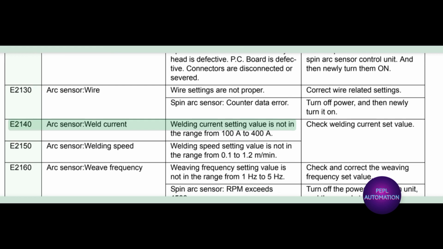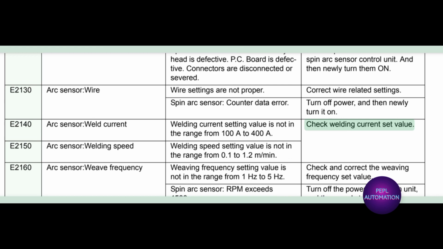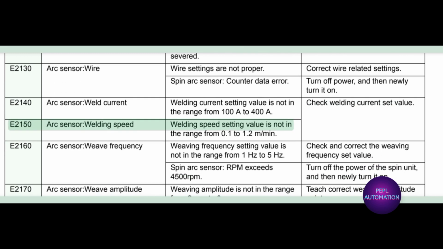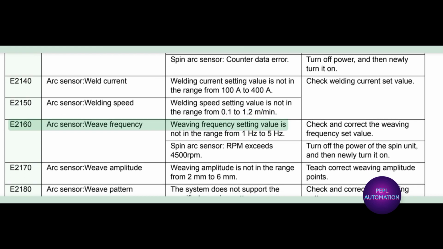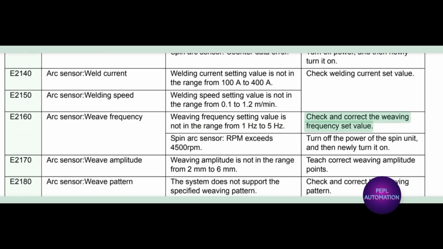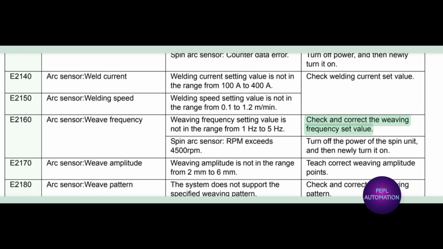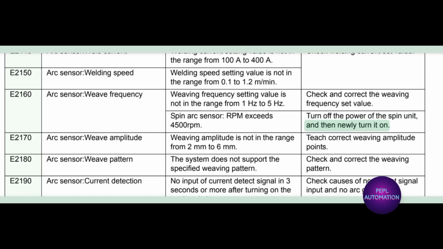E2140 Arc sensor, welding current setting value is not in the range from 100A to 400A. Check welding current set value. E2150 Arc sensor, welding speed setting value is not in the range from 0.1 to 1.2 meters per minute. E2160 Arc sensor, weaving frequency setting value is not in the range from 1 Hz to 5 Hz. Check and correct the weaving frequency set value. Spin arc sensor, RPM exceeds 4,500 revolutions per minute. Turn off the power of the spin unit, and then newly turn it on.